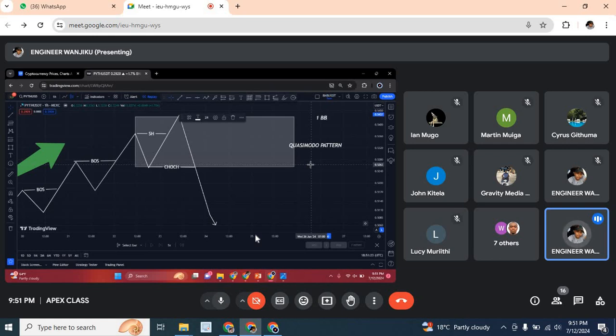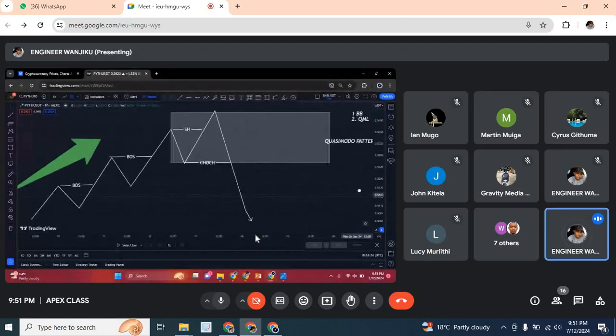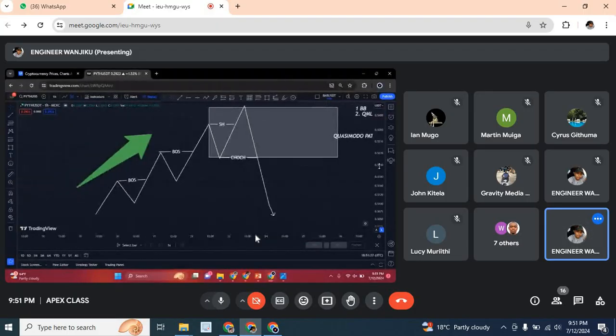The breaker blocks, then trade number two, trade the Quasimodo, the QML, the Quasimodo level. So let's start with the first way, the breaker block. So what do I mean by this? I remember we had mentioned this.